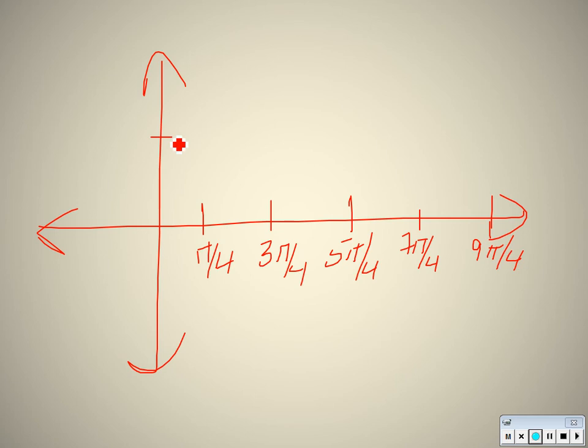And then here's my y values, 1 and negative 1. So my first point here is pi over 4 and 1, that's here. Then I have 3 pi over 4, 0. Then 5 pi over 4, negative 1. 7 pi over 4 and 0. And then 9 pi over 4 and positive 1. So here's my graph for that.